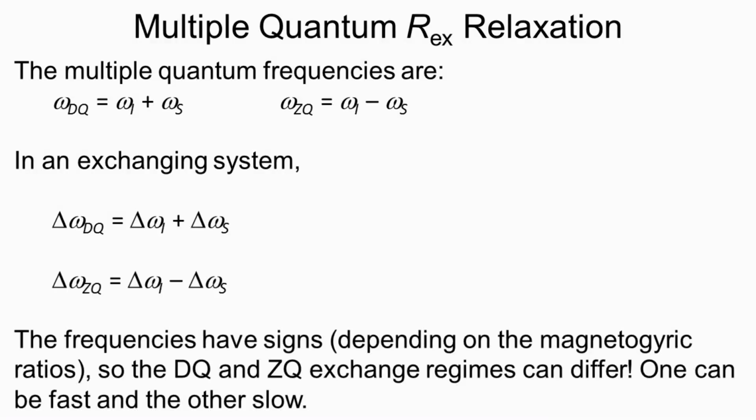Now, the one interesting thing, though, of course, is that depending on the signs of delta omega I and delta omega S, the double quantum frequency might be large and the zero quantum frequency might be small, or vice versa. So it's possible that the double quantum frequency could be in the fast limit and the zero quantum frequencies could be in the slow limit, or vice versa. So you might be able to shift around which frequency range you're in by changing from single quantum measurements to double quantum measurements or zero quantum measurements.